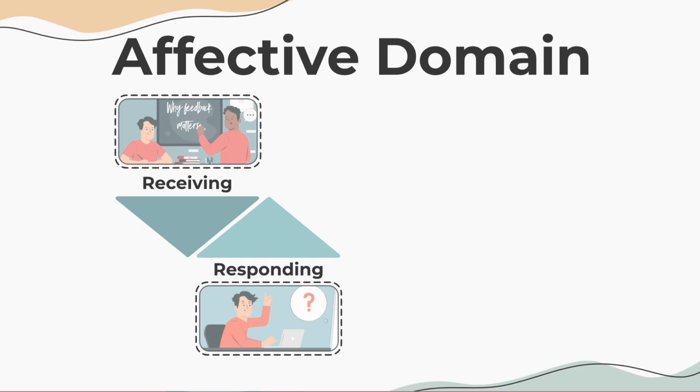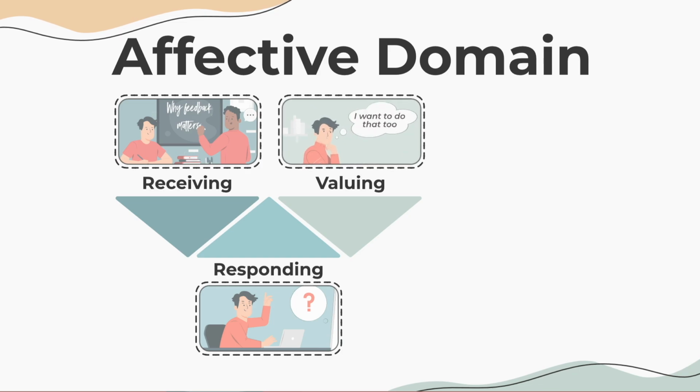At level 3, valuing, they begin to believe feedback is important. Maybe they hear a case study about a leader who turned a struggling team around through great feedback, and they think, wow, I want to be able to do that too. It's no longer just an abstract idea, it's something they personally care about. At level 4, organization, they integrate this new belief into their leadership mindset.